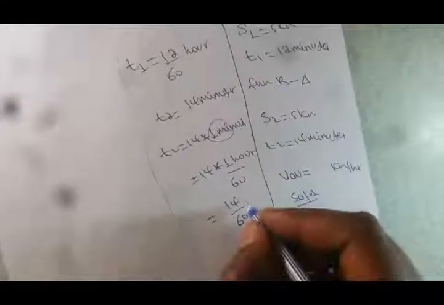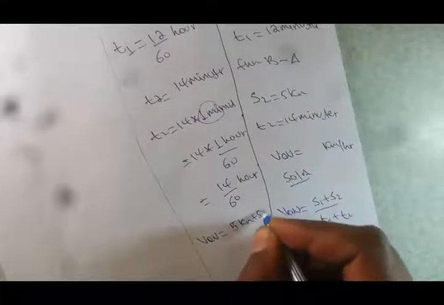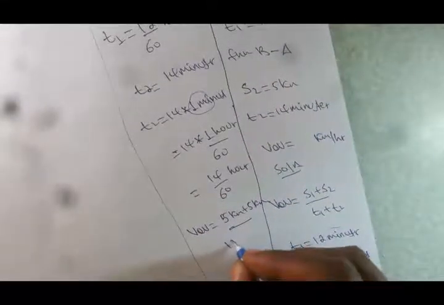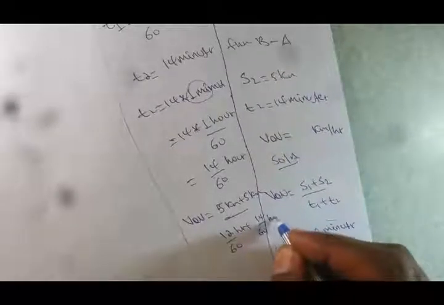This is equal to 14 over 60 hour. Therefore, V average is the total, S1 was 5 kilometers plus S2 was 5 kilometers, over T1 was 12 over 60 hour plus T2 was 14 over 60 hour.